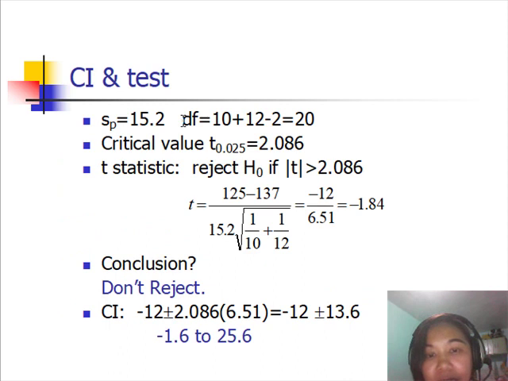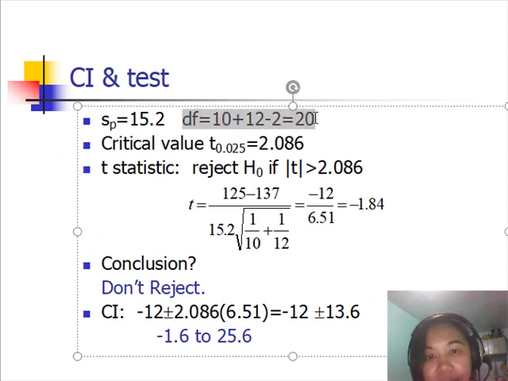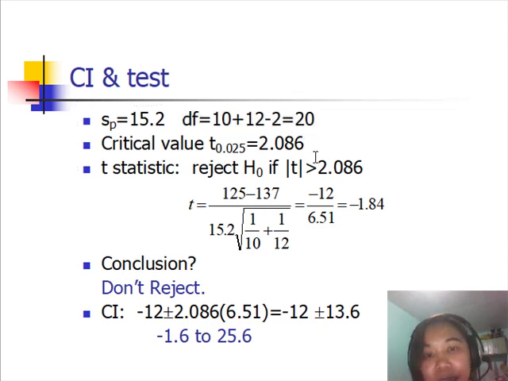Okay, the DF for this test is n sub 1 plus n sub 2 minus 2, because we already test two means here. In the previous lesson, we test a single mean. That is why DF is only n minus 1. But since it already involves two groups, our DF is n sub 1 plus n sub 2 minus 2.